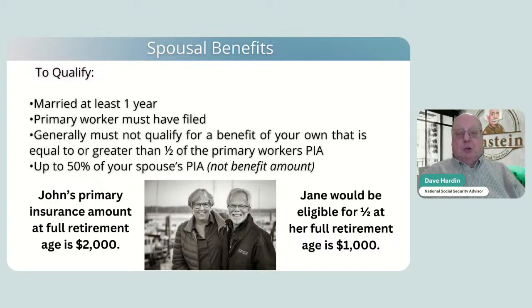Let me use an example here. John's primary insurance amount at full retirement age is $2,000. Jane, his spouse, would be eligible for 1/2 at her full retirement age. She would get $1,000. Very simple, right? Just a simple, hey, I get half.